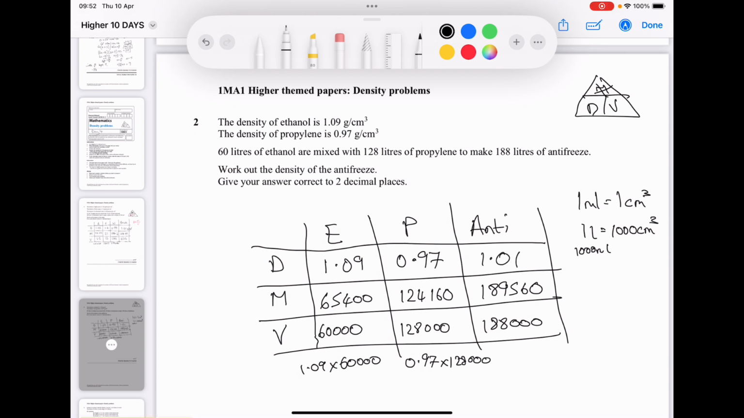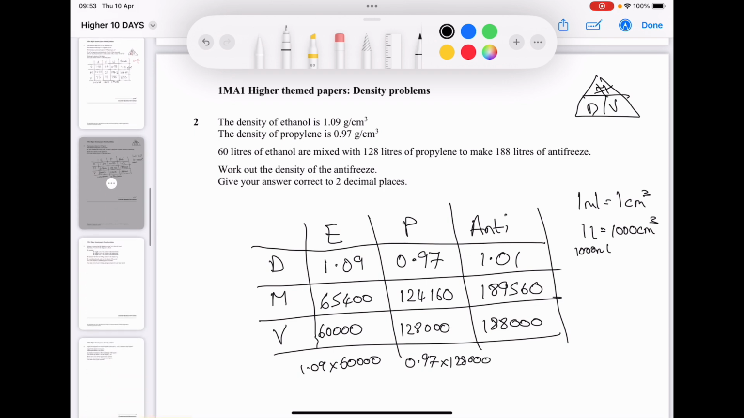And if you think about it, usually when you're mixing things up, the densities are somewhere in between. As there's a lot more of the propylene, it's probably bringing that sort of average idea down. Okay, good. Next one.